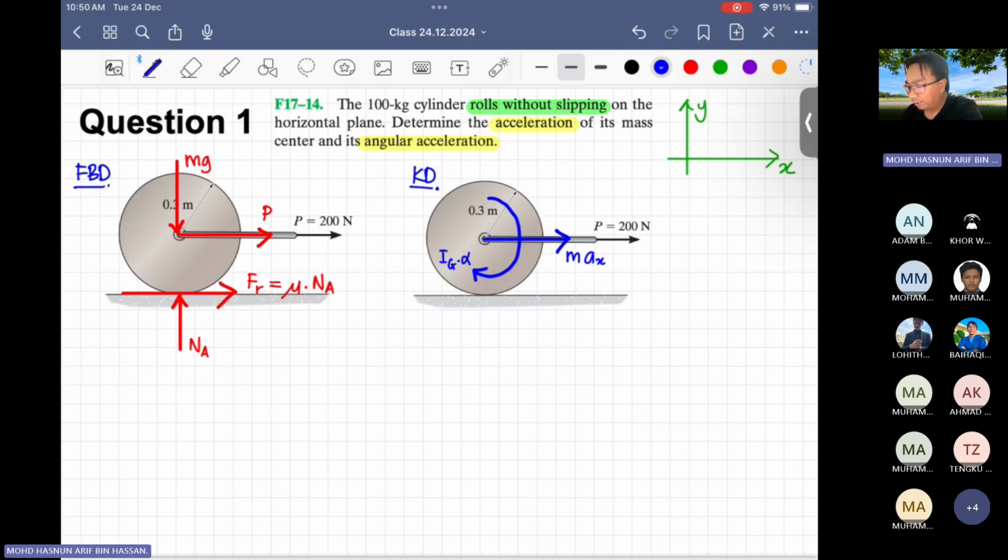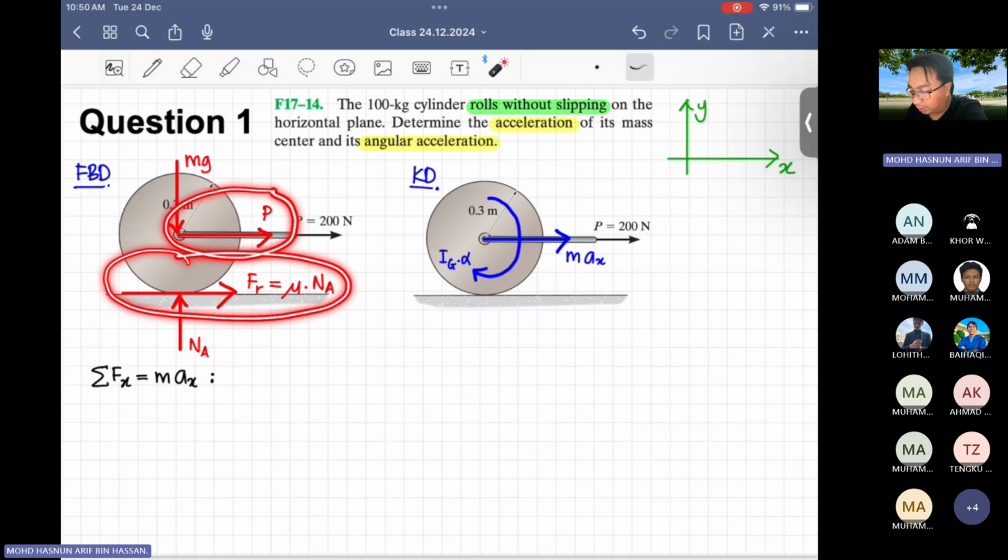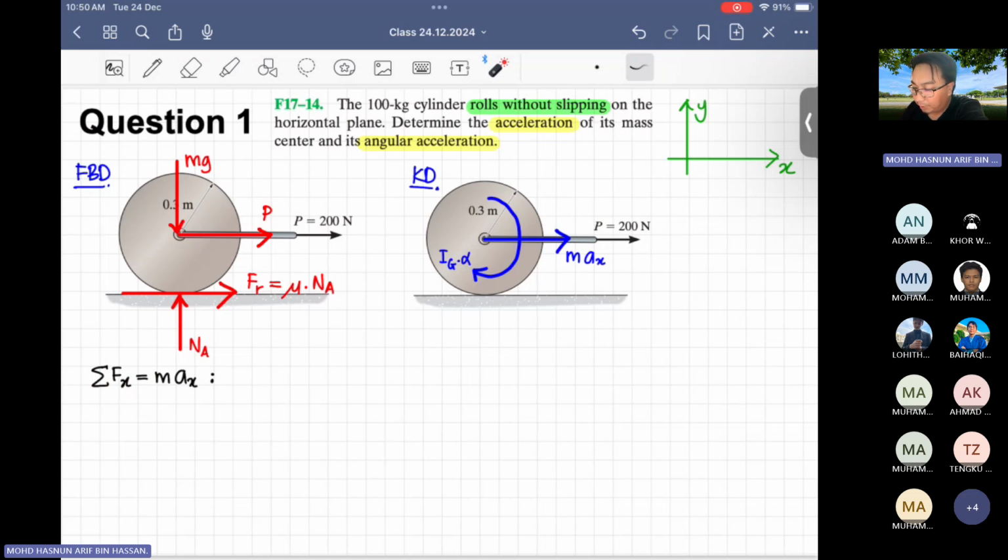Okay. So once we have completed this, the next step is to apply the equations. So we start with Fx equal to max. All right. So we look at the free body diagram. We have the force P in x-axis, and we have the friction force in x-axis. So both are acting in positive direction. So let's write that in the first equation of x-axis. So we have 200 plus mu times NA, because we don't know the value of mu. We don't know the value of NA yet.